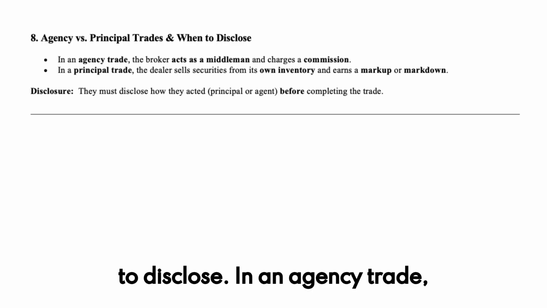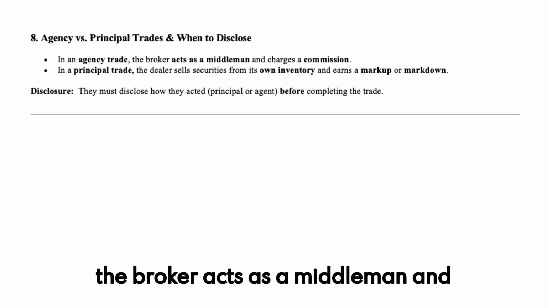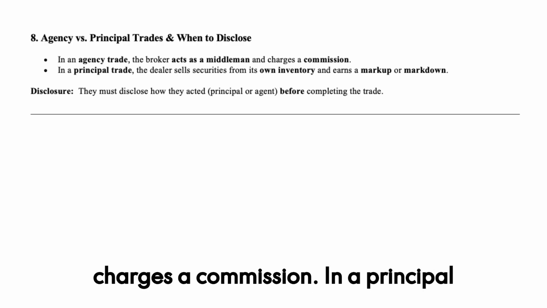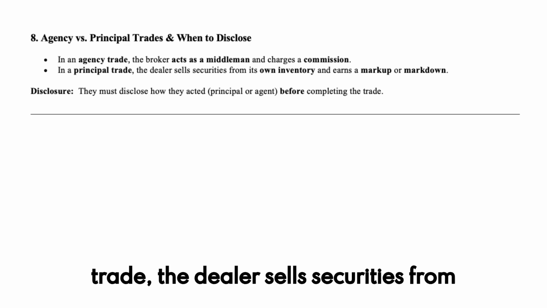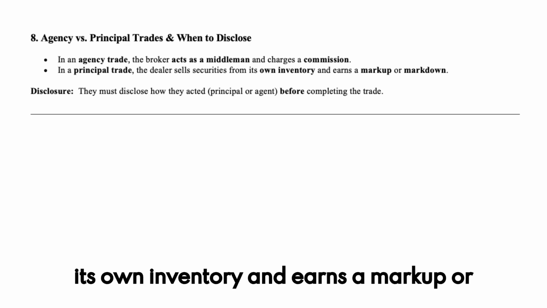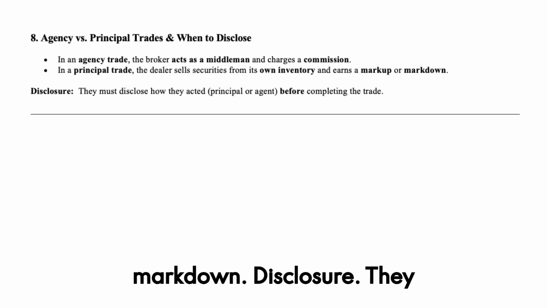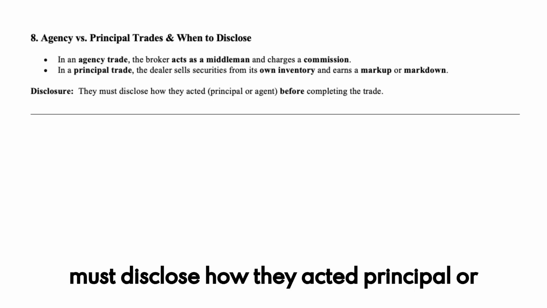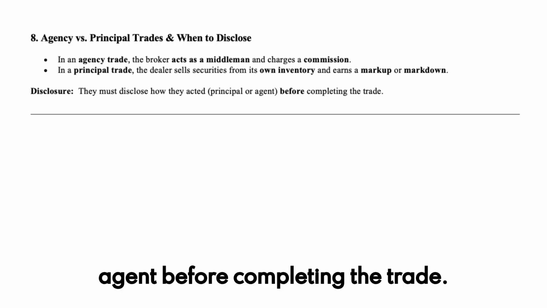8. Agency versus principal trades and when to disclose. In an agency trade, the broker acts as a middleman and charges a commission. In a principal trade, the dealer sells securities from its own inventory and earns a markup or markdown. Disclosure: they must disclose how they acted, principal or agent, before completing the trade.